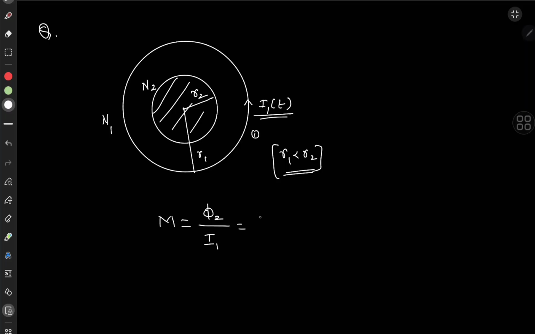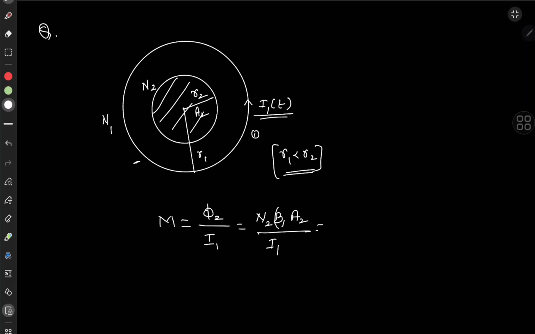We can easily say the flux linked with this coil is nothing but the number of turns in the second coil, into the magnetic field from the first coil, into the area of the second coil. This is the area of the second coil, B is the magnetic field produced by the first coil, and N2 is the number of turns in the second coil. So divided by I1, the current.